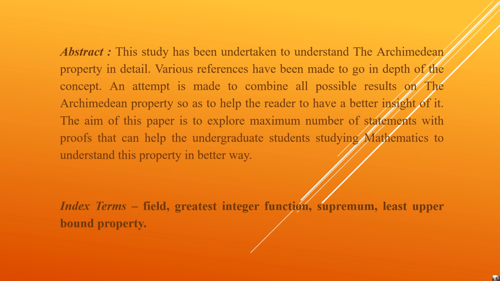The abstract of my research paper is: this study has been undertaken to understand the Archimedean property in detail. Various references have been made to go in depth of the concept. An attempt is made to combine all possible results on the Archimedean property so as to help the reader to have a better insight of it. The aim of this paper is to explore the maximum number of statements with proof that can help undergraduate students studying mathematics to understand this property in a better way. Index terms: field, greatest integer function, supremum, least upper bound property.